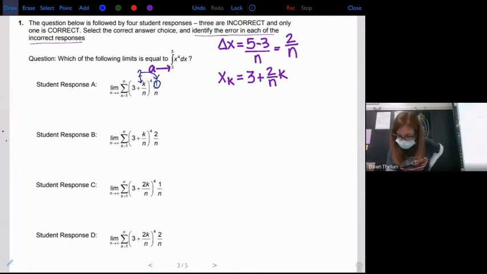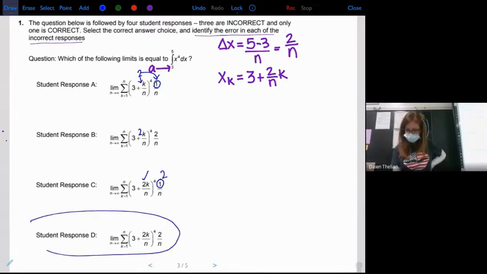Same thing with this one. We're missing the 2k over n. Has the right delta x on the end that time, no? All right, the next one has the 2k over n, but the wrong delta x on the outside. So it's not until we get student response D that we found delta x correctly inside the parentheses and outside the parentheses. And again, just kind of reminding you that it does show up twice is another important thing to do.